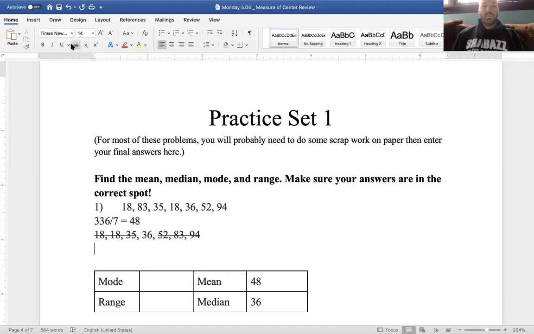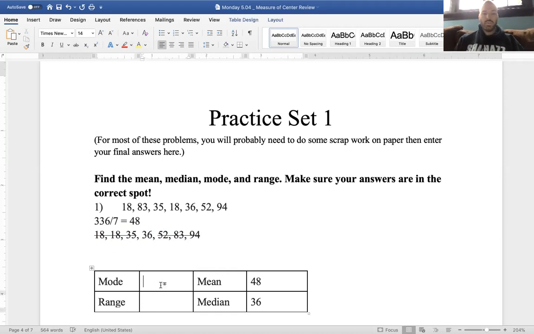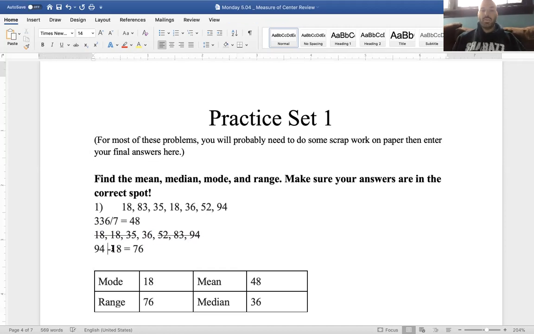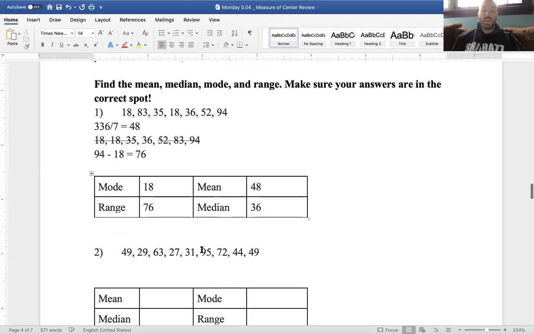When I'm looking for my mode, which number occurs the most, my numbers in order make it clear that 18 is the only one that occurs more than once. And then for range, biggest number, 94, minus smallest number, 18, gives me a range of 76. So I'm going to put that in the range box. Again, doing the median before I do the range and the mode makes it a little bit easier, but whatever order you want to go in, you can.